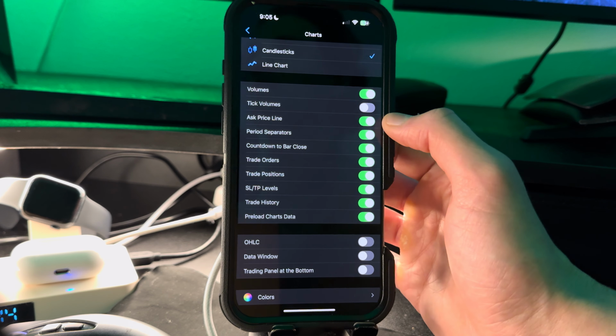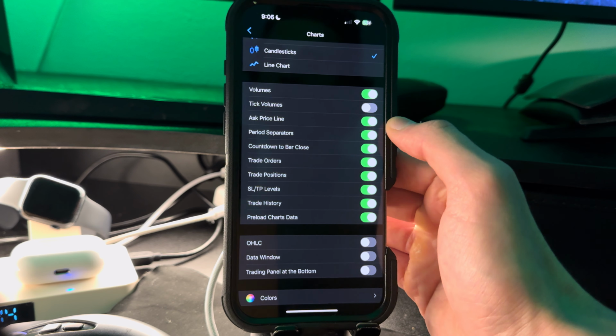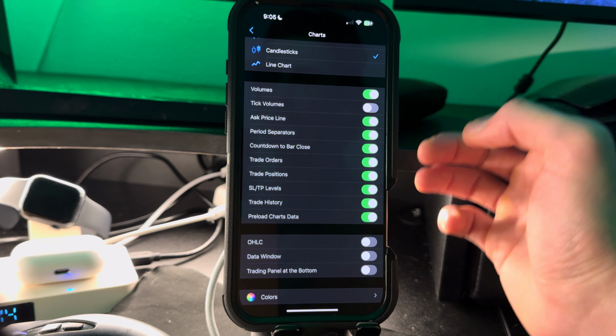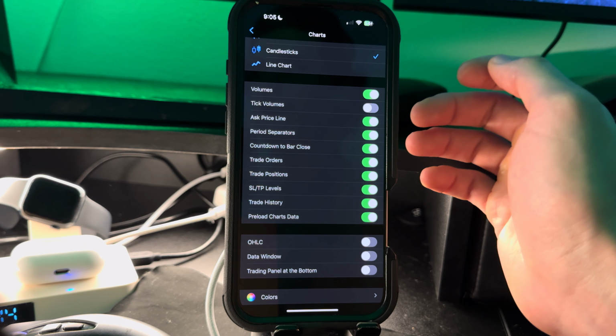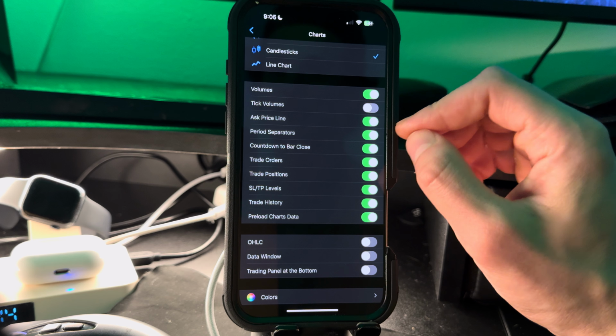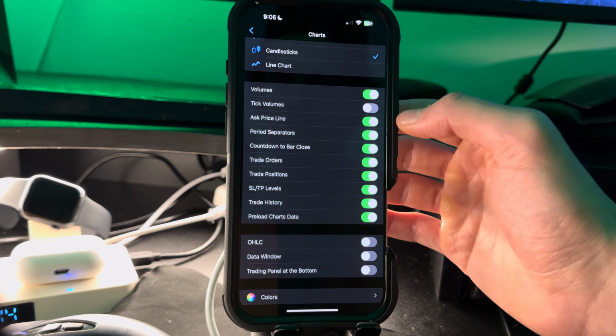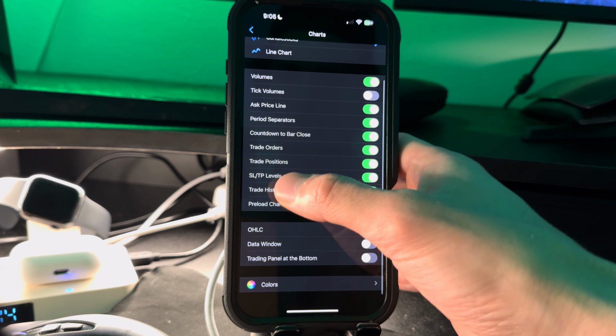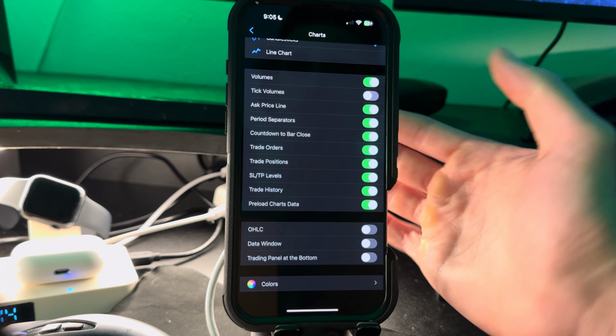So the ask price is very important because it's going to show the difference between the price that you're getting in and the price that you're trying to cover the spread in. So the price line is important. That's the spread. Stop loss, TP levels. I mean, just have all these on. This is just my opinion.